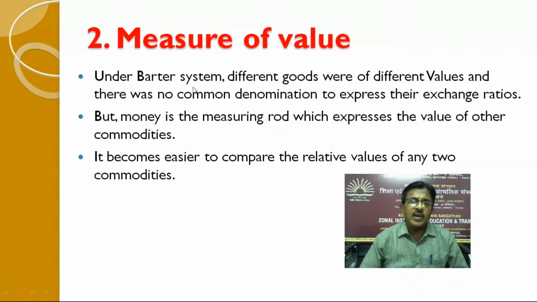Measure of value. Under barter system, different goods were of different values and there was no common denomination to express their exchange ratios. But money is the measuring rod which expresses the value of other commodities. It becomes easier to compare the relative values of any two commodities.